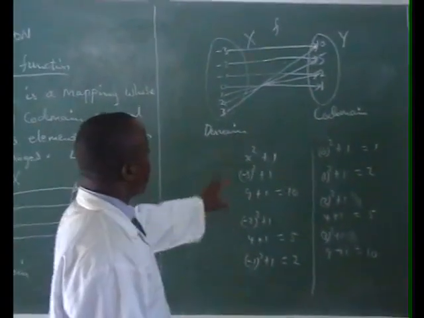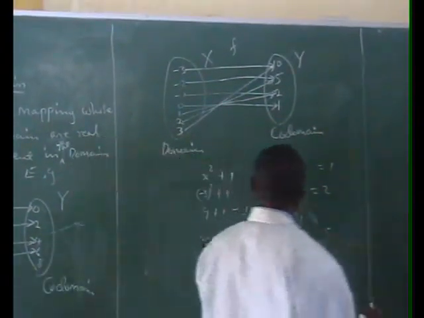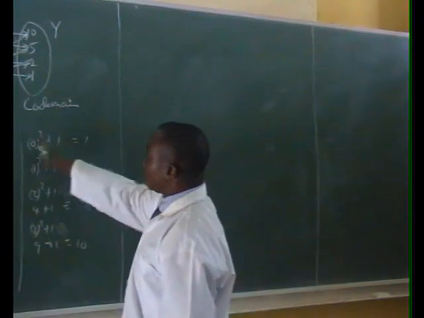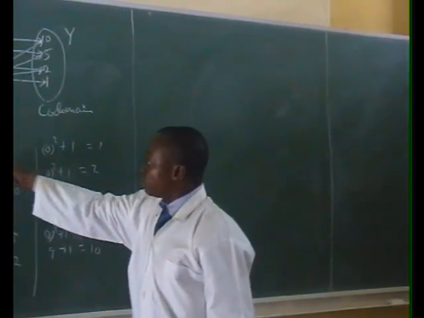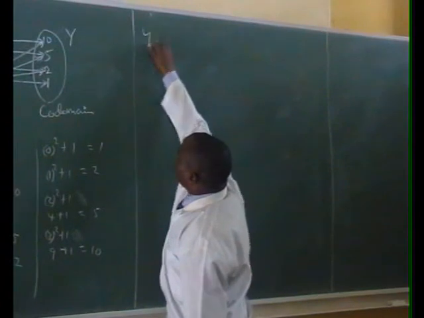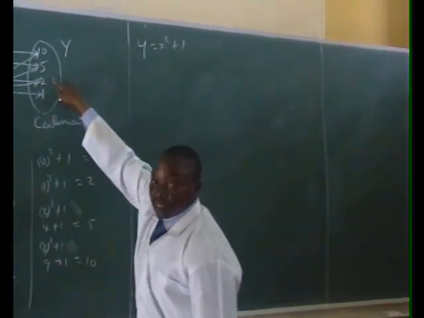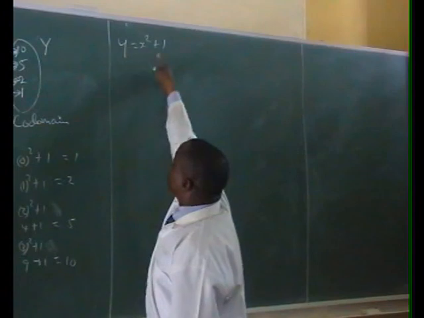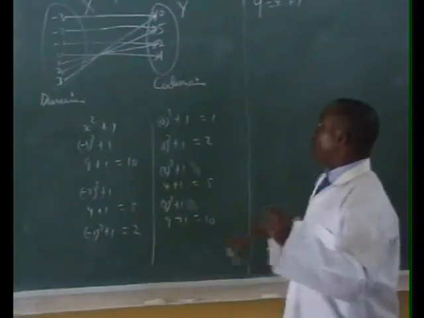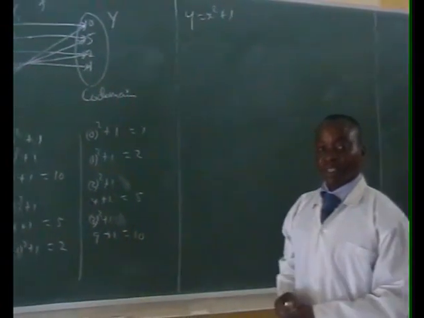Now, this particular rule, we can place it as coordinates. Since this rule is x squared plus 1, I can say that the rule that maps this function is y is equal to x squared plus 1. For every element y, the rule is x squared plus 1. That is what will give me this element of y. So that is another rule that we have discovered.